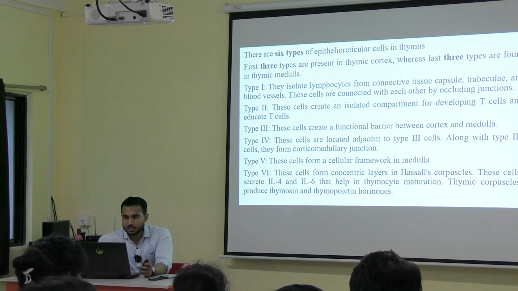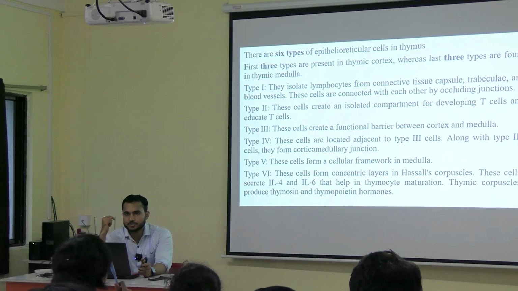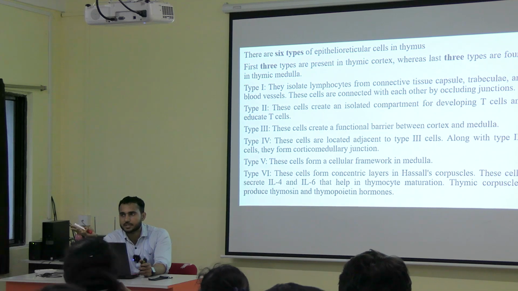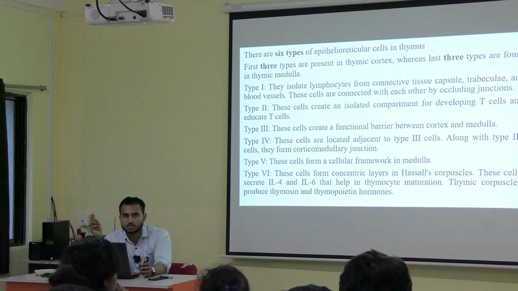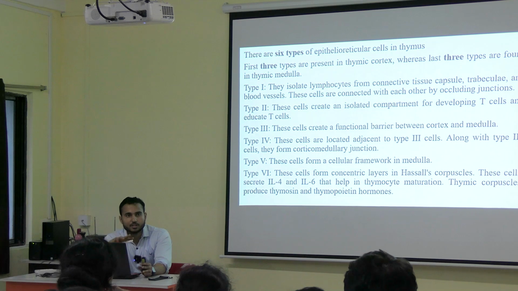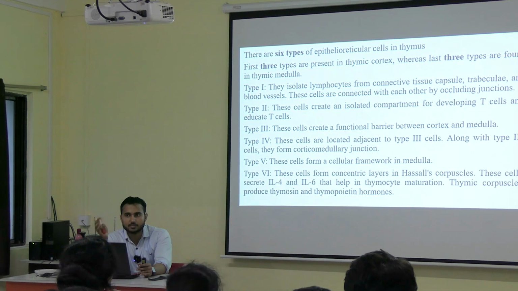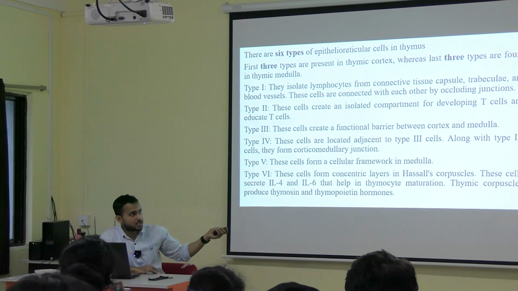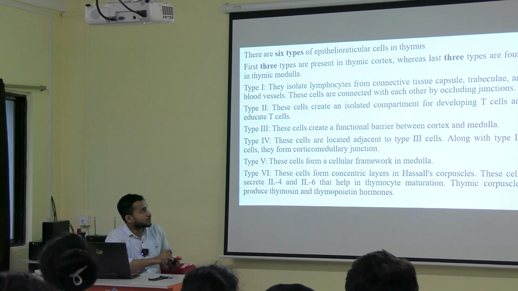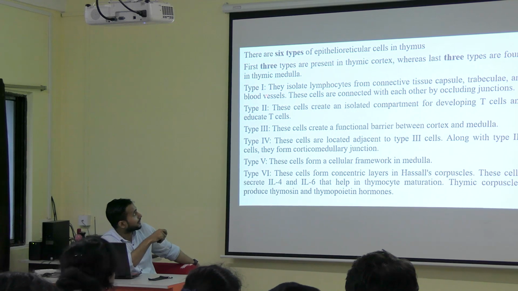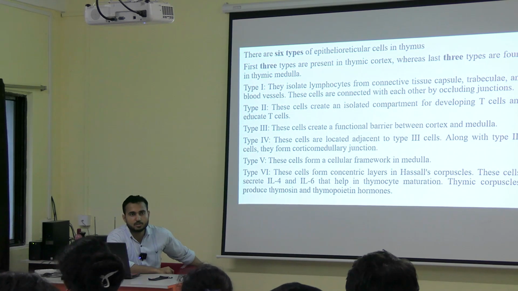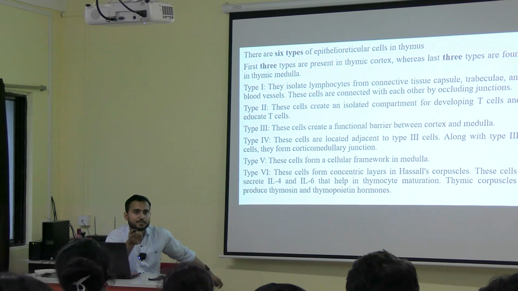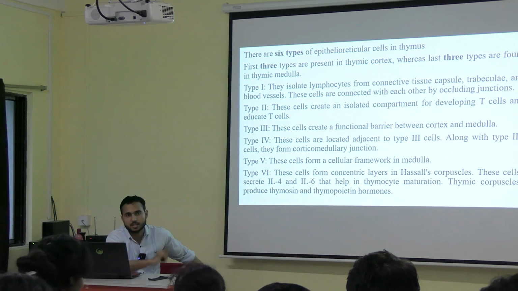Next, here you can see the list of 6 types. 3 of them are present in the cortex, 3 of them are present in the medulla. So here you can see the list and the function. The most important one is type 1. Why is it important? Because they have occluding junctions, and they help in the formation of the blood thymic barrier.